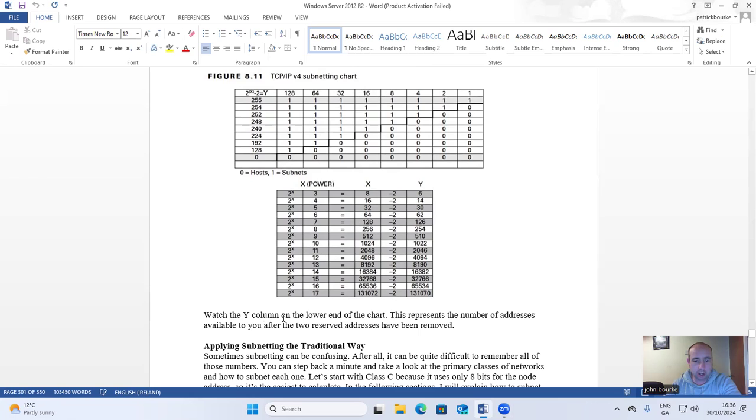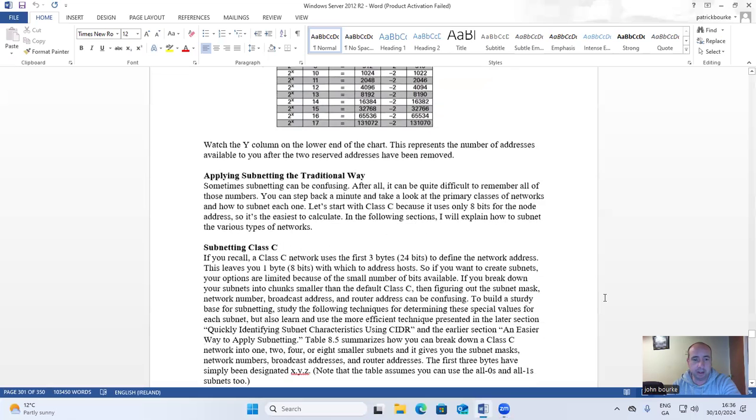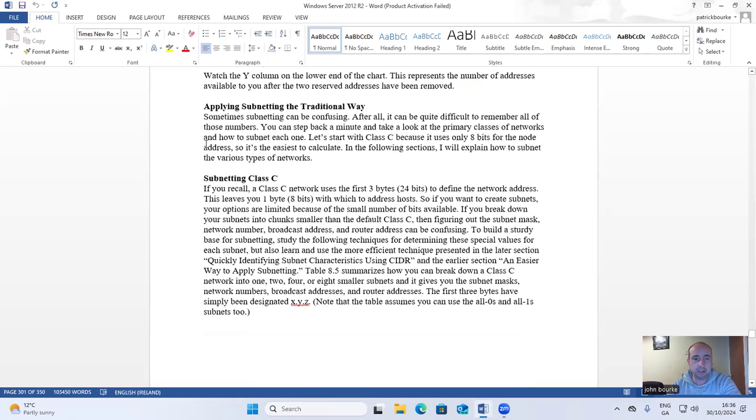Watch the Y column on the lower end of the chart. This represents the number of addresses available to you after the two reserved addresses have been removed. Applying subnetting the traditional way: sometimes subnetting can be confusing. After all, it can be quite difficult to remember all of those numbers.